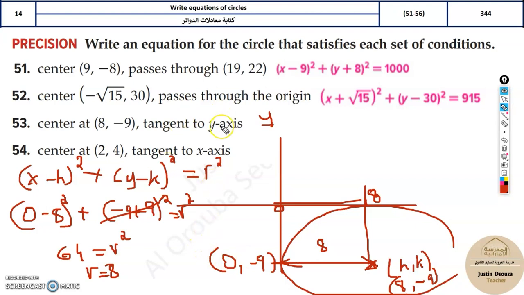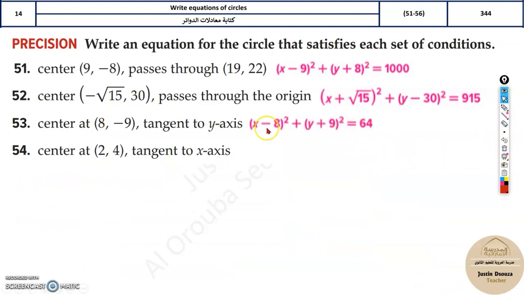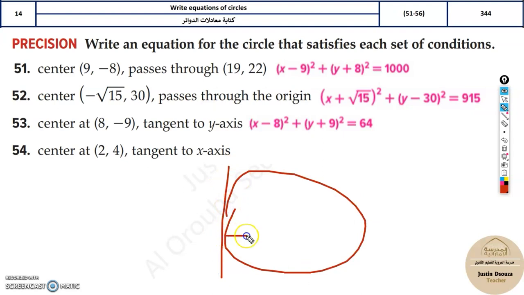Now, if they say tangent to the y-axis, you must take this as the radius, r. So r square will be directly 64. Now you can see the equation: (x minus 8) whole square plus (y plus 9) whole square equals 64. Why? Because it's tangent to the y-axis. Whatever is there from the center, the x value is the radius.